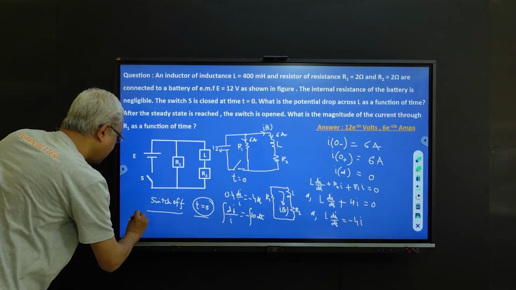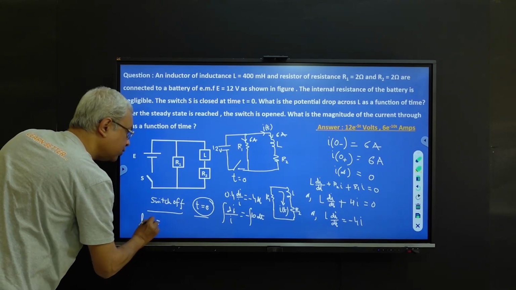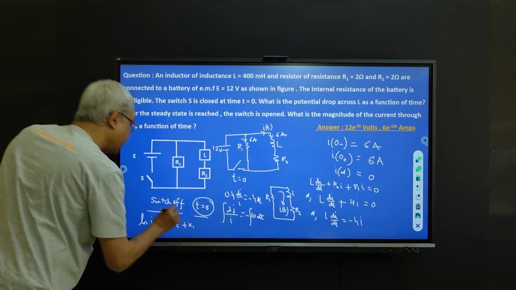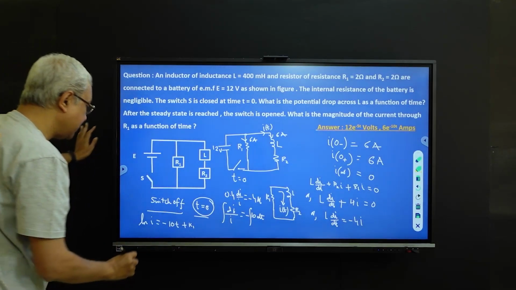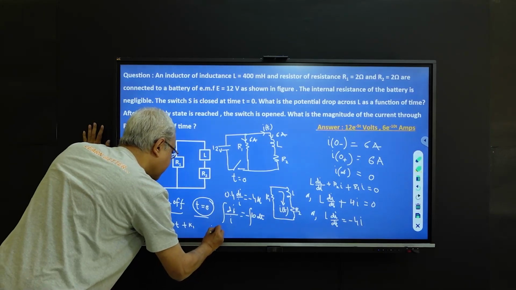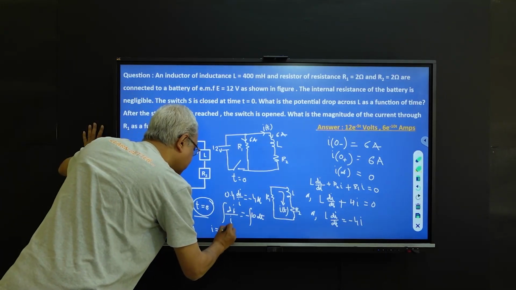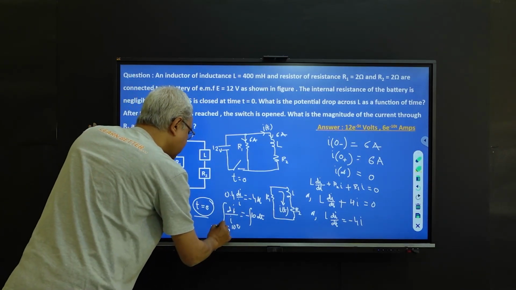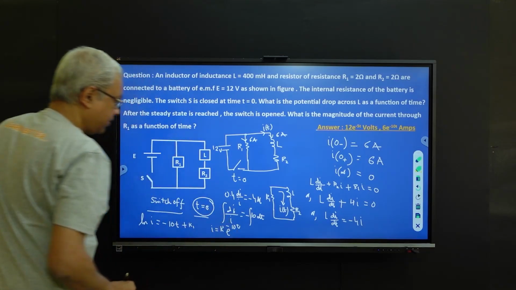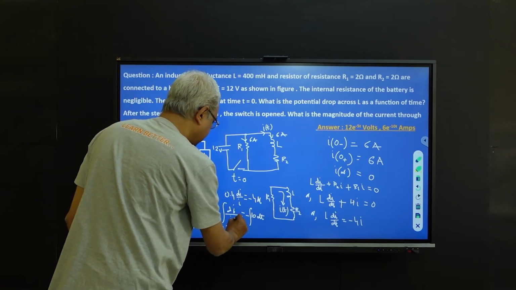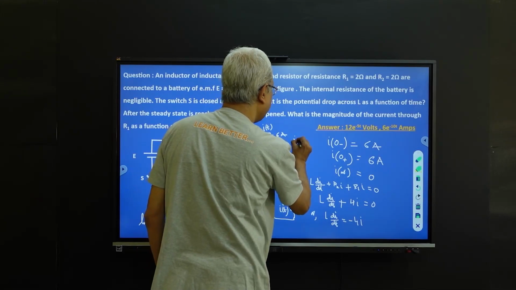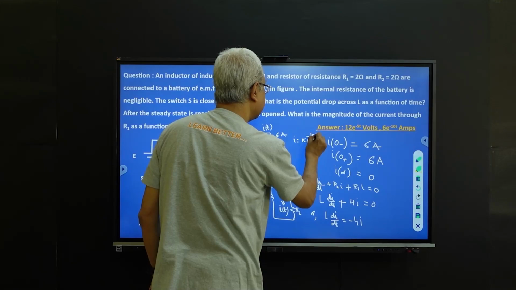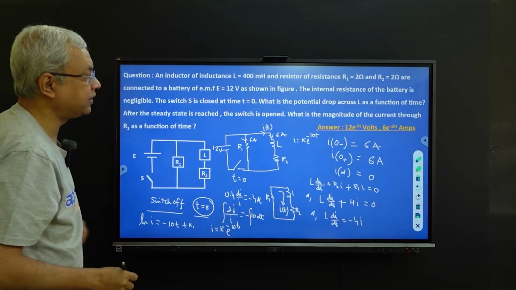So ln I equals minus 10t plus k1. So I can write e to the power minus 10t into e to the power k1. I call this constant k again. So I is some constant k e to the power minus 10t. K is the constant of integration.